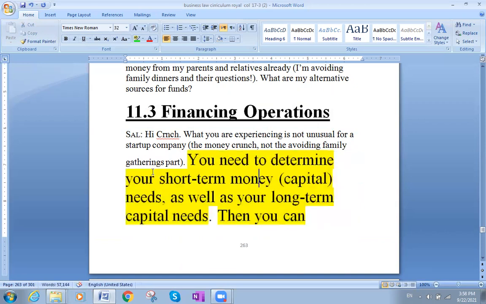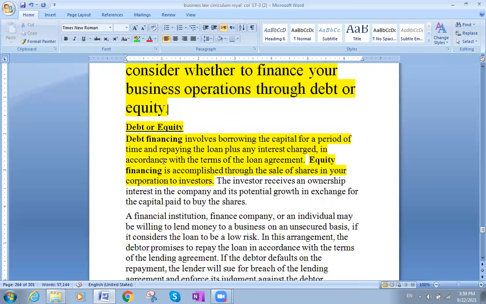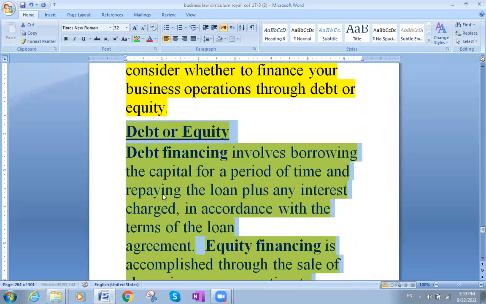You need to determine your short-term money capital needs as well as your long-term capital needs. Then you can consider whether to finance your business operations through debt or equity. Okay, so what do we mean when I finance my needs with debt, and what's the meaning of financing my needs with equity? Debt or equity, let us go for it now.